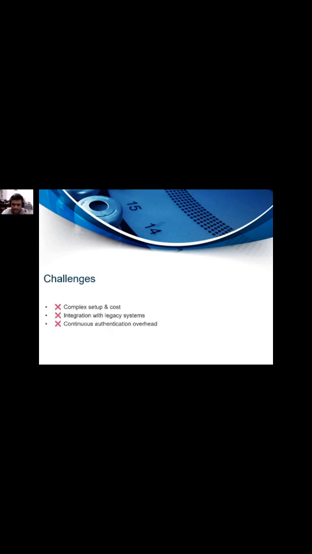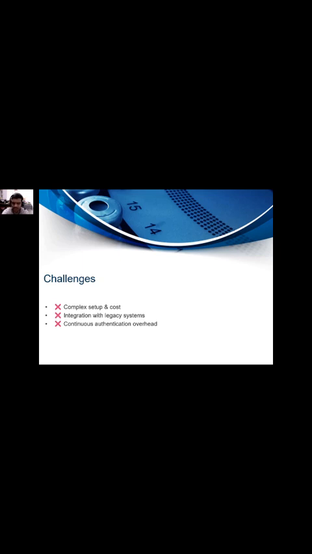Challenges. However, adopting zero trust is not without challenges. It can be complex and expensive at first. Integration with legacy systems is often difficult because older networks were not built for continuous verification. Performance overhead: continuous authentication might slow things slightly, but technical advances are helping overcome these challenges through better authentication and cloud based management tools.